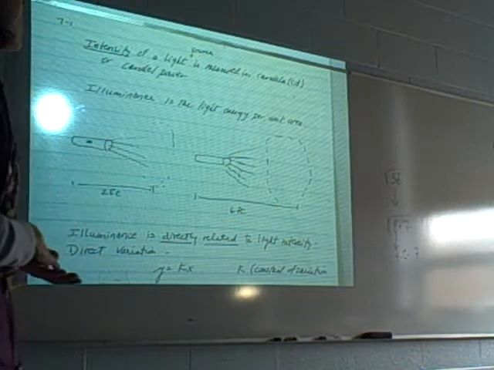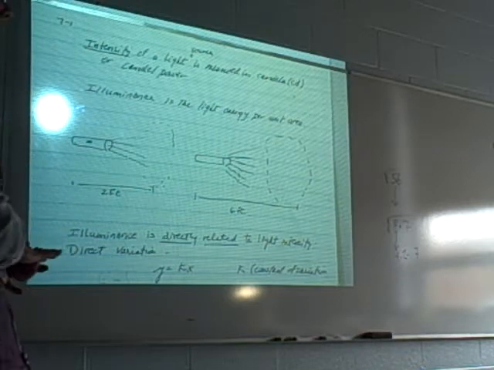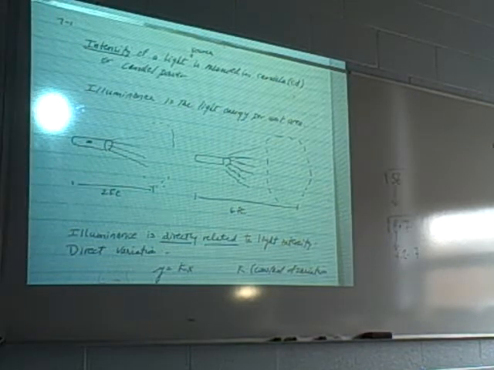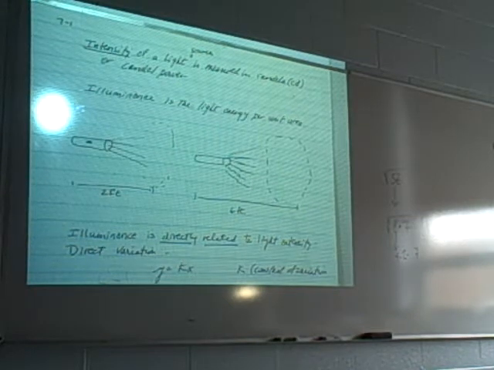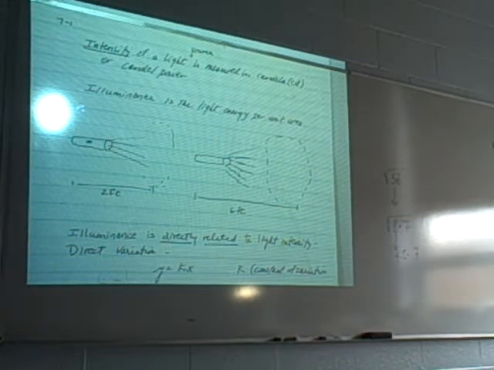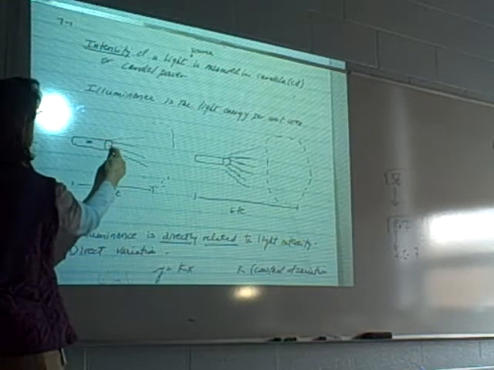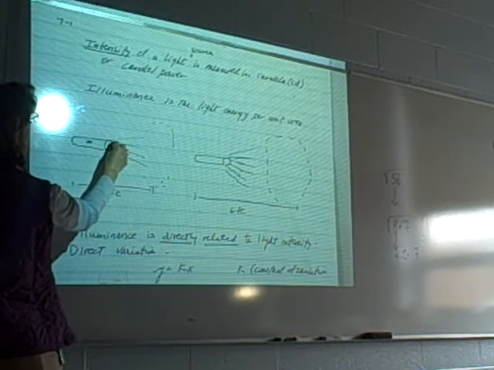So intensity of a light source is measured in candela, which is abbreviated CD, or candle power. And it goes back to the old days of the whales, when people lit lights and candles with whale oil, okay? So intensity of a light source is measured in candela. And illuminance, so this is what I'm measuring over here. This is the intensity of the light source.